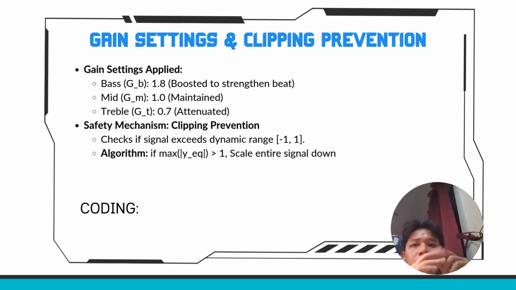The algorithm is: the system checks if the maximum amplitude exceeds 1. If it does, we normalize the entire signal relative to the peak to ensure the audio stays within the safe digital range, so it can prevent clipping.